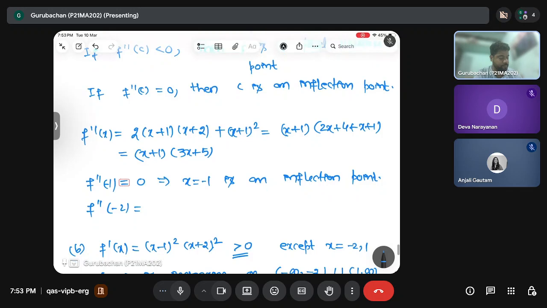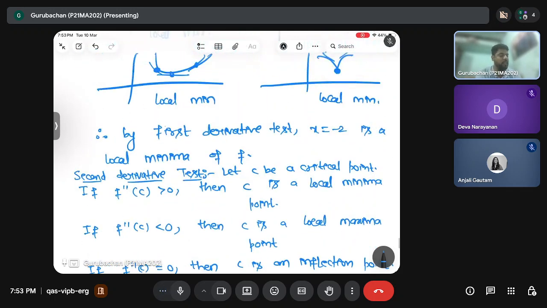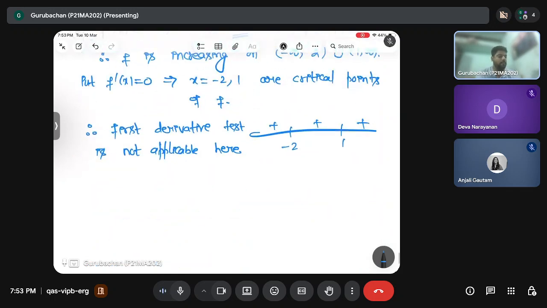Next is x equal to minus 2. This will be minus 1 into minus 1. So minus 6 plus 5 minus 1, minus 2 plus 1 minus 1, which will be 1, positive. That means x equal to minus 2 is a point of local minima, and clearly it is the same as the first derivative test.